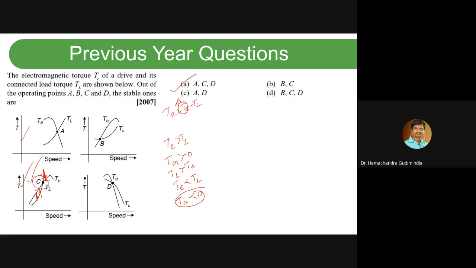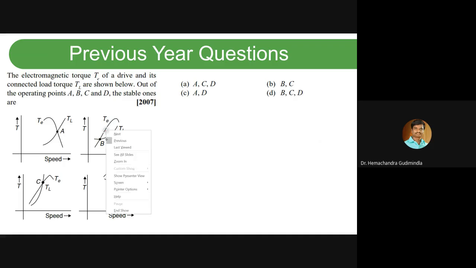But we will check the remaining operating points like B and D also. Now the speed is increasing in this path. That means acceleration is towards this direction. Deceleration is opposite to that acceleration. Now let us take point B. At this position, TE is greater than TL.